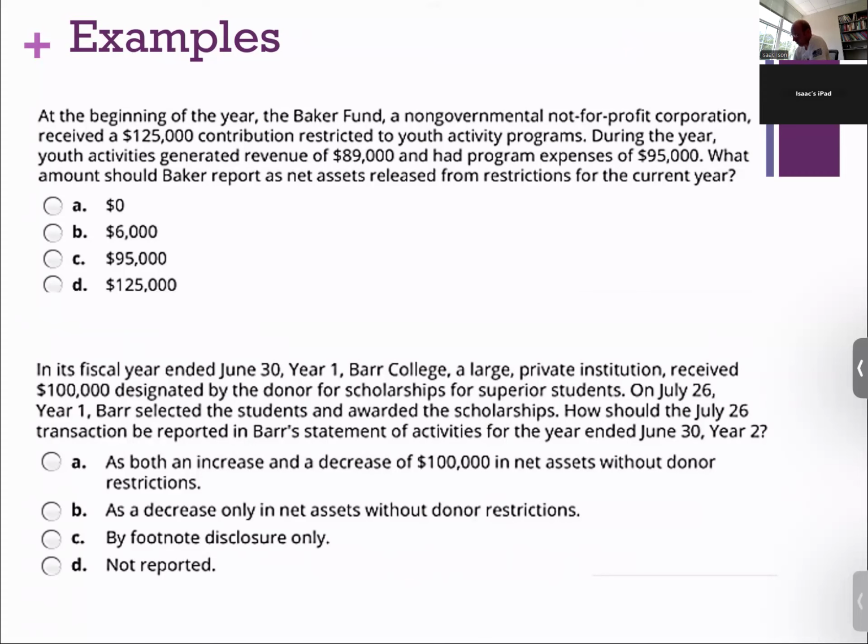So beginning of the year, Baker Fund, a non-governmental, not-for-profit corporation, received a $125,000 contribution restricted to youth activity programs. Okay, so this would be with donor restrictions. It's got to be used for these youth activities, right? During the year, youth activities generated revenue of $89,000 and had program expenses of $95,000. What amount should Baker report as net assets released from restrictions for the current year?